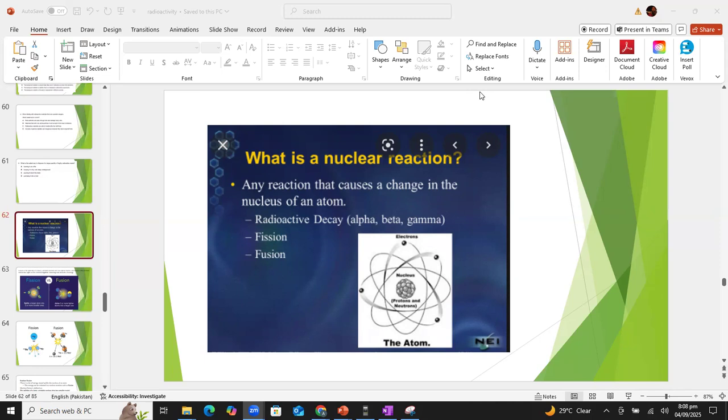All right, students. What I was discussing last time in this chapter: what is a nuclear reaction? Any reaction that causes a change in the nucleus of an atom is a nuclear reaction. And how many types of nuclear reactions are there? There are three types. Number one is radioactive decay, which I already discussed with you. Next is fission reaction and then fusion reaction. Fission I already discussed with you.